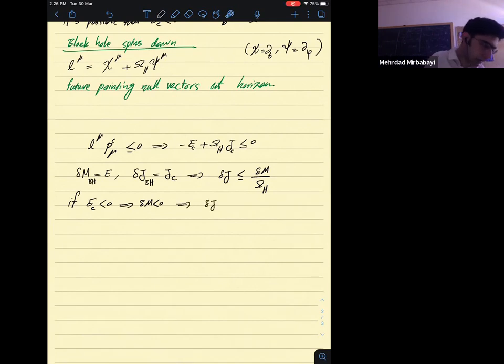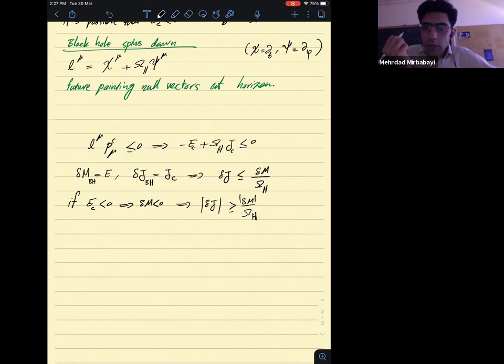Because now the right-hand side is negative, delta J is less than that, so it is also negative, but its absolute value is larger than or equal to the absolute value of delta M over omega. So this is the inequality that shows us that as we extract energy from the black hole, we are also extracting angular momentum.